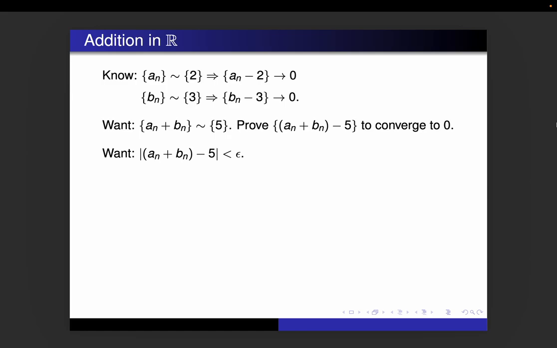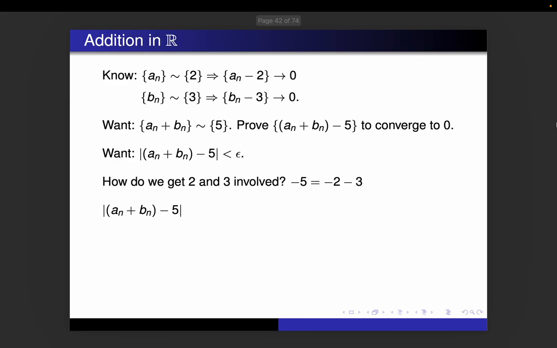And we're doing this from the definition. So we want the absolute value of An plus Bn minus 5 to be less than epsilon, where epsilon is some number that is greater than 0. Now, we want to somehow get 2 and 3 involved, because again, we know something about An and 2, and we know something about Bn and 3. The way we're going to do it is say, hey, look, I know 5 is 2 plus 3, and we have a negative 5 in that absolute value, so I'm going to use the fact that negative 5 is equal to negative 2 minus 3.